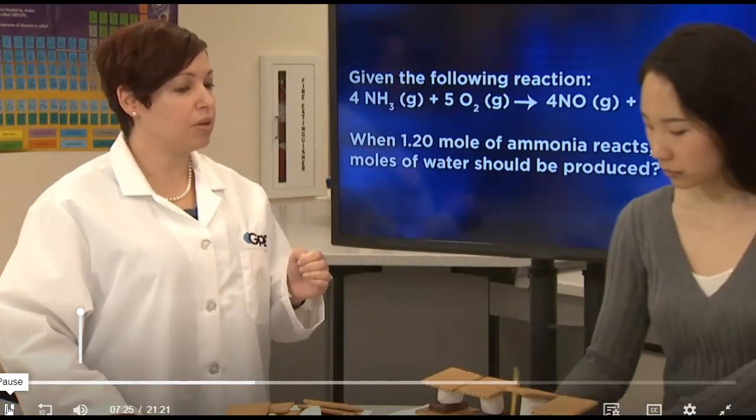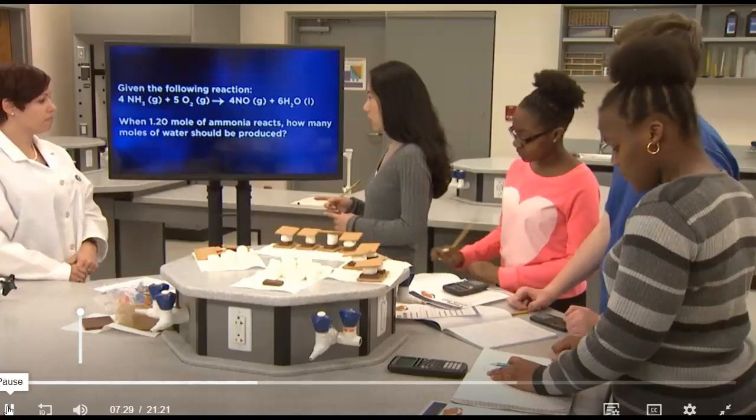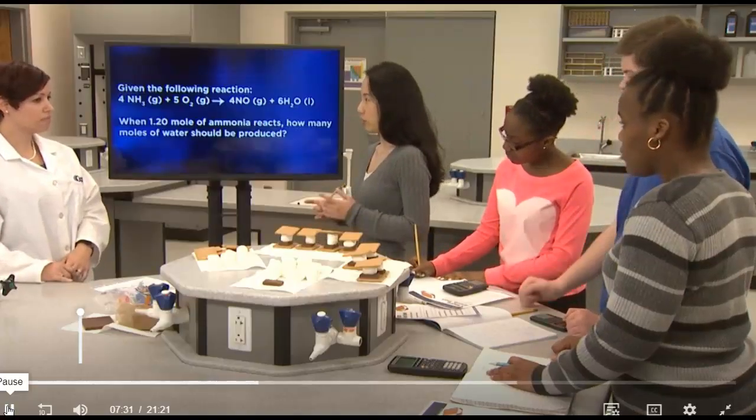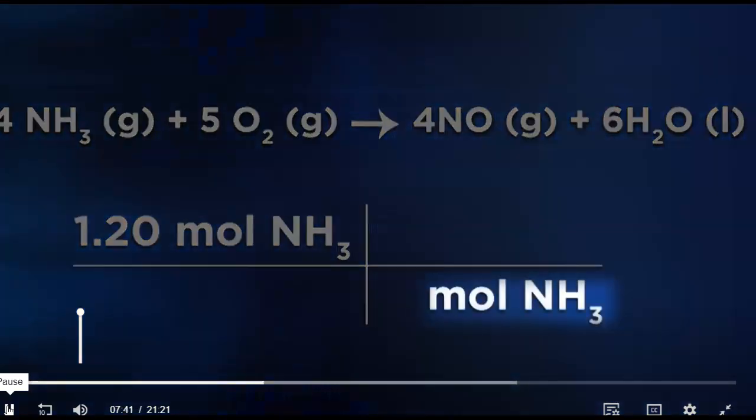Now, the first step would be what, Michelle? Place what is given to you in the upper left-hand corner of a conversion chart, which would be 1.20 moles of NH3. Good. And what's next? We let the units guide the conversion, so we bring down the moles of NH3 down to the next denominator of our chart. Great. Then what do we do?